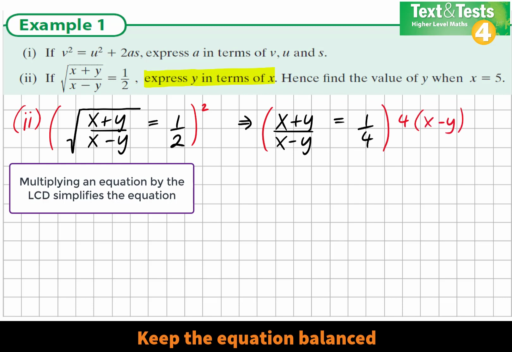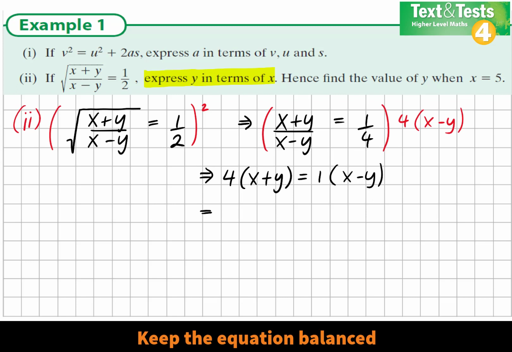When we multiply the left-hand side by this lowest common denominator, because we're also dividing by an x minus y term, we're just left with 4 times (x plus y). When we multiply the right-hand side, because we're multiplying and dividing by 4, we're just left with 1 times (x minus y). Now we might expand this by multiplying out the brackets.